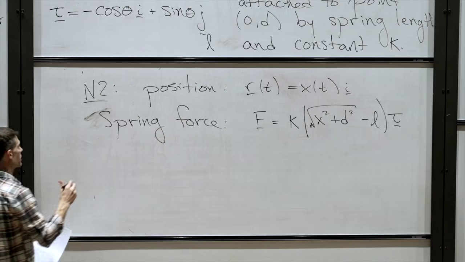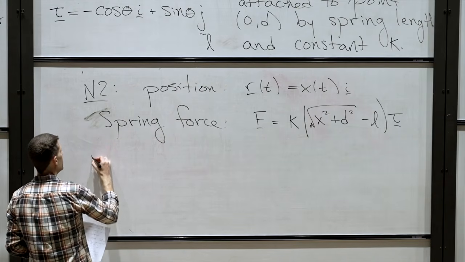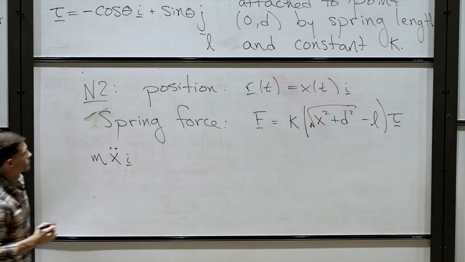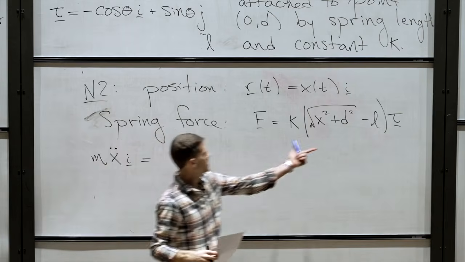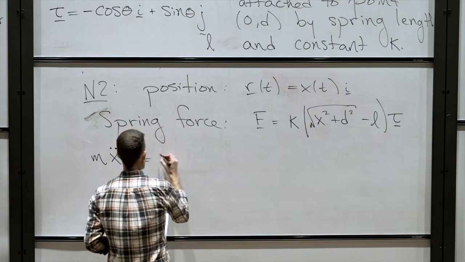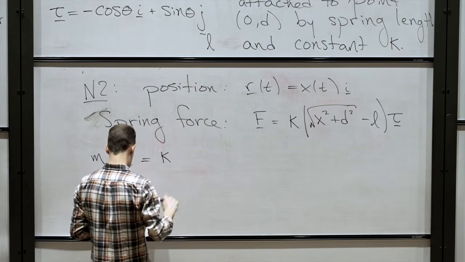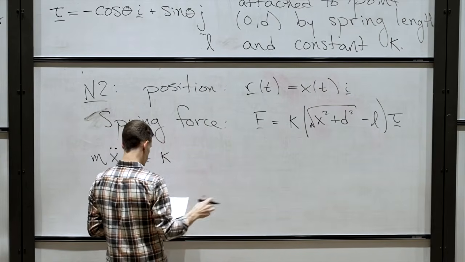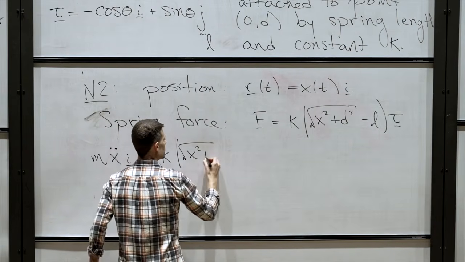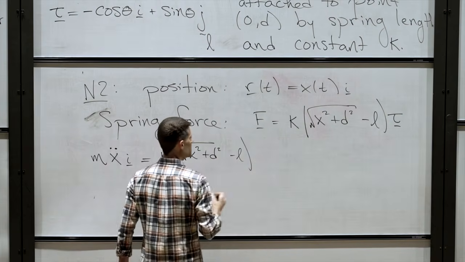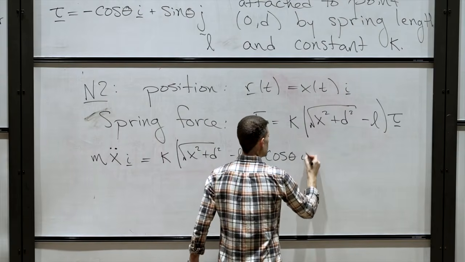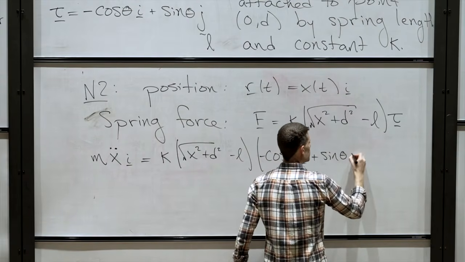Okay, so therefore, if I write down Newton's second law, I get m times x double dot i equals this kind of ugly thing with the square root, and it's got the tau, these two components of the tau, so that's k, minus cosine theta i plus sine theta j.